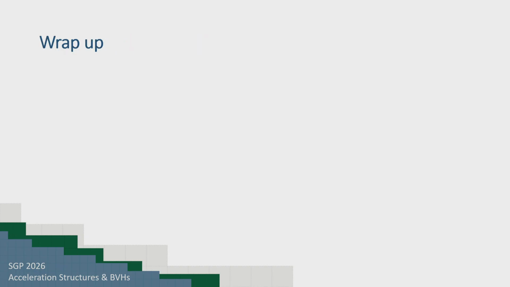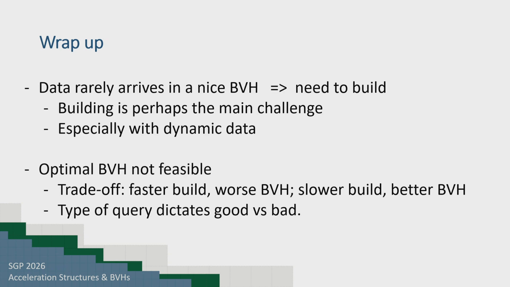Okay, I'm getting to the end of the presentation. So I'll collect some thoughts and let's see if there are any questions afterwards. One of the core things I wanted to highlight here is, unfortunately, we don't really get our data in pre-made nice acceleration structures and BVHs. So we need to build things, and that's really the core challenge about using these things. We need a nice build that is cheap and gives us a good enough quality tree. And this is especially important when you have dynamic data that changes often.